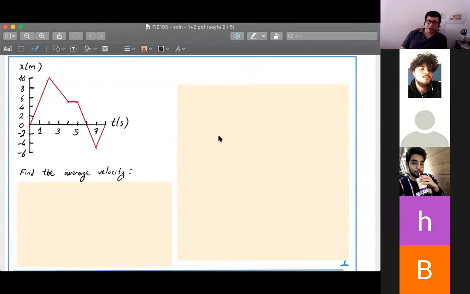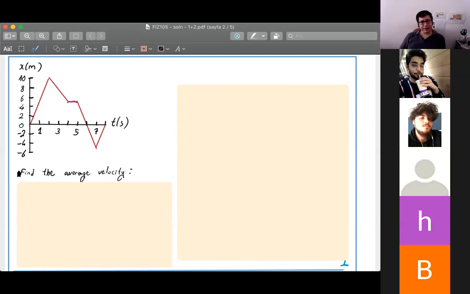Now I move to chapter 2, motion in one dimension. In this chapter, we learned concepts of position, displacement, velocity, speed, acceleration. Okay. We also learned about scalar and vector quantities. Now, in this example, this is the position versus time graph for an object.